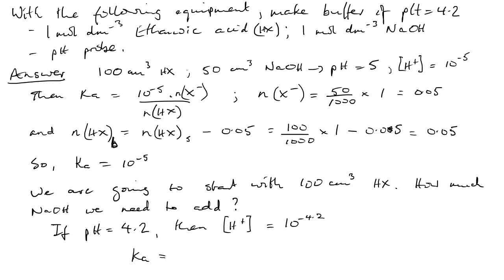So we've got Ka equals 10 to the minus 4.2, our hydrogen ion concentration, times the moles of our X minus, our ethanoate, divided by the moles of our ethanoic acid, let's call it HX, but at equilibrium, or in the buffer. We called it B, didn't we? So that's what we know. But we've already worked out that Ka is 10 to the minus 5, so we can put that in there.